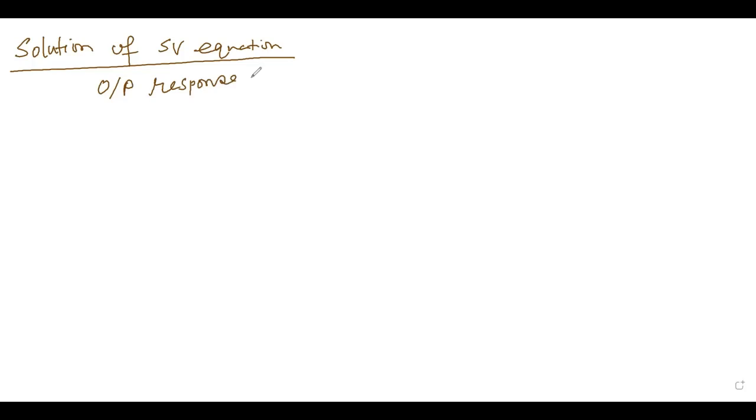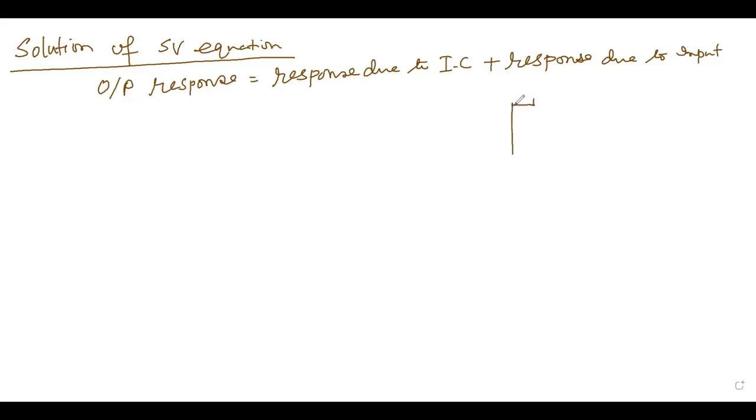Output response means response due to initial condition plus the response due to forcing function, or due to input. Right? So for example, let us consider a simple RLC circuit.